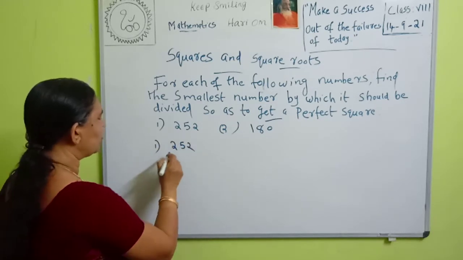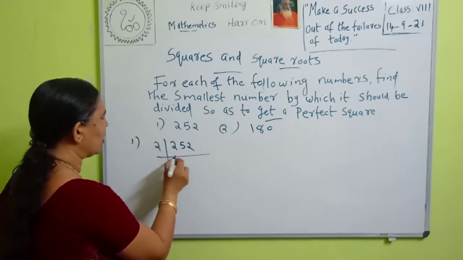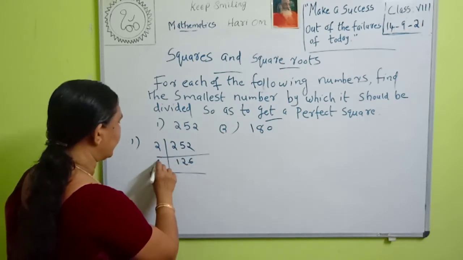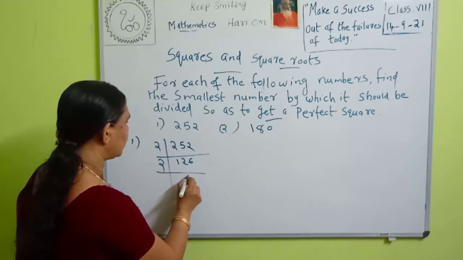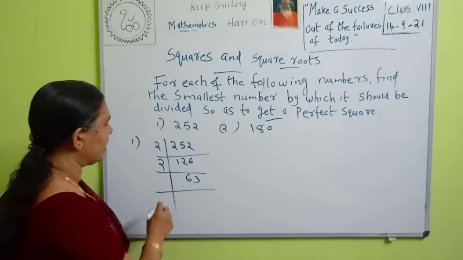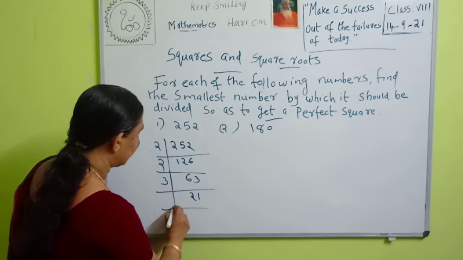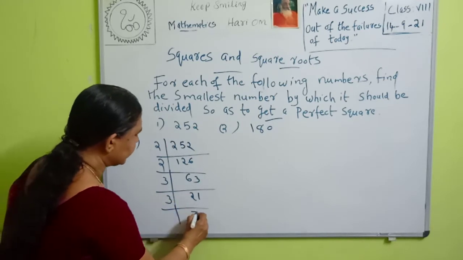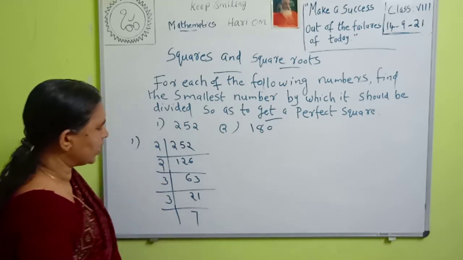We can factorize 252. We can divide it by 2. How many times? 126. Then again we can divide it by 2. Then what is 126 by 2, Devadas? 63. Again we can divide it by, Rohit, which prime number can we divide by? 3. 3 2s are 6, 3 1s are 3. Then what is the next prime number? The next prime number is 3. 3 into 7 is 21. So we can write 252 as 2 into 2 into 3 into 3 into 7.